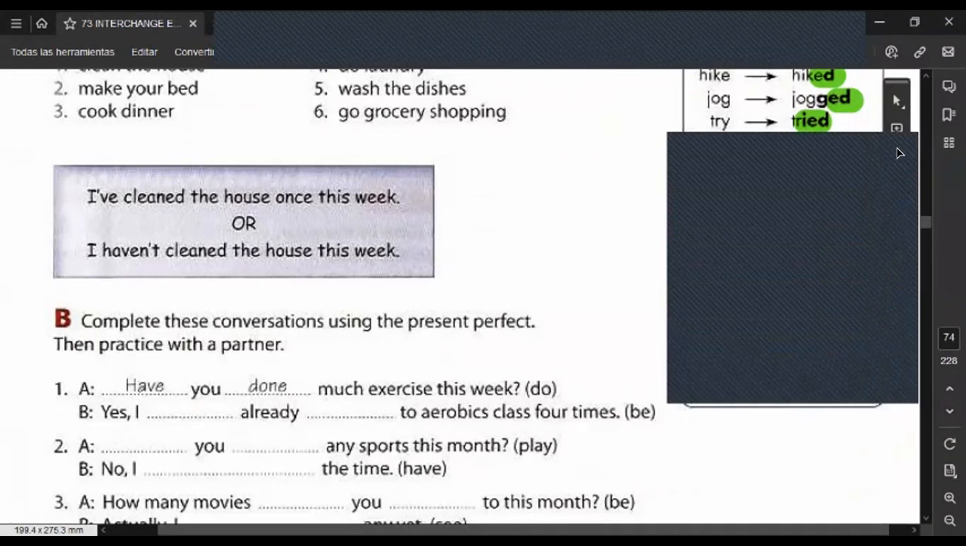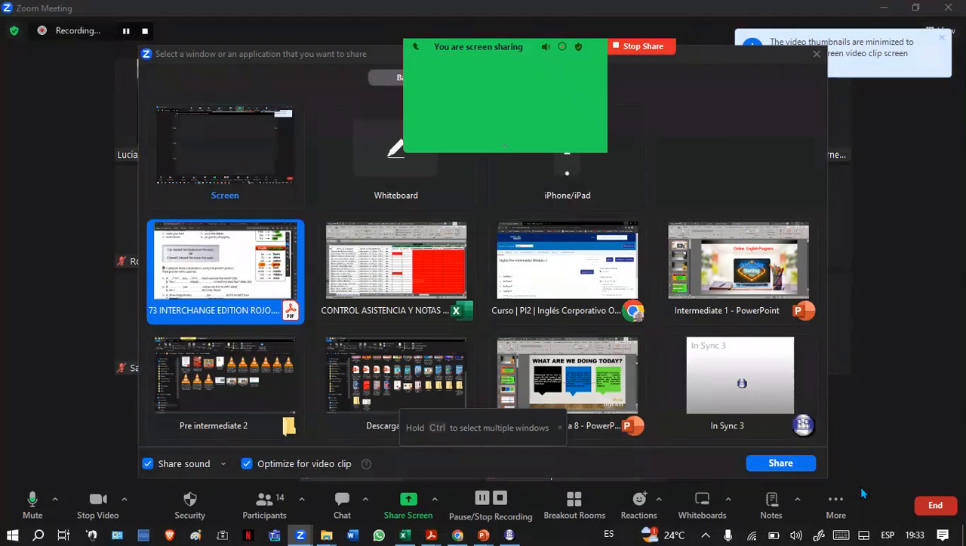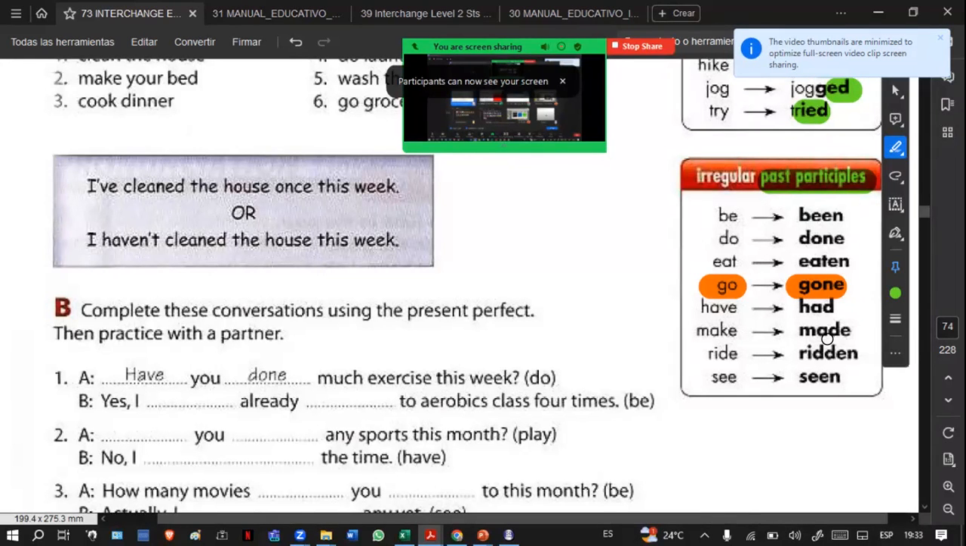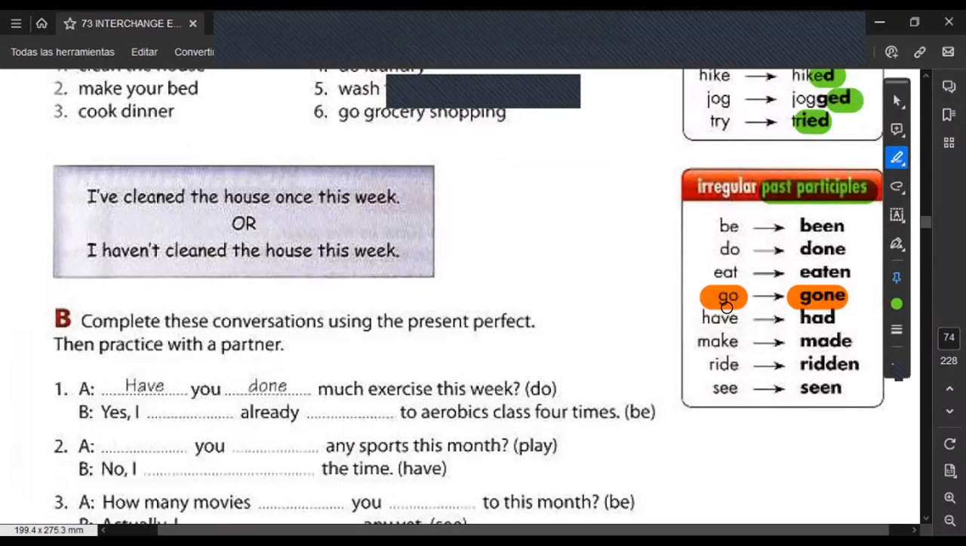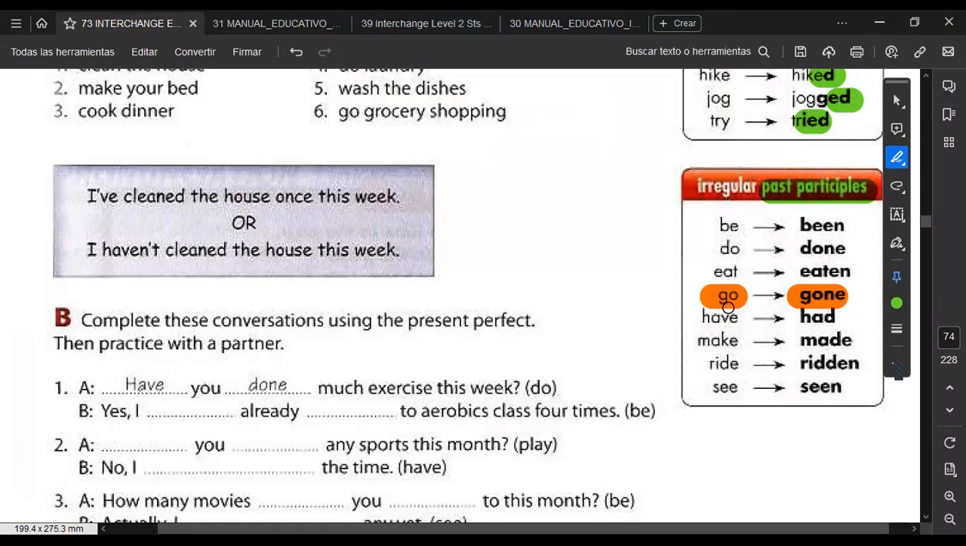¿Y cuál es el pasado participio? What is the past participle? The past participle is like, for example, when you say ir, yo voy, ¿verdad? I go to the university. Yo voy a la universidad. En pasado, yo fui. I went to the university. En pasado participio sería I have gone. Yo he ido a la universidad. I have gone. Yo he ido.